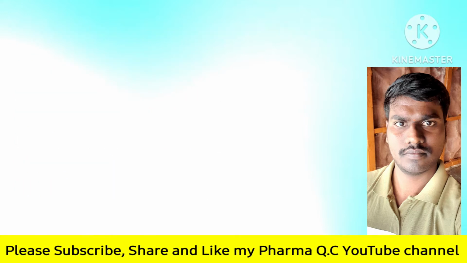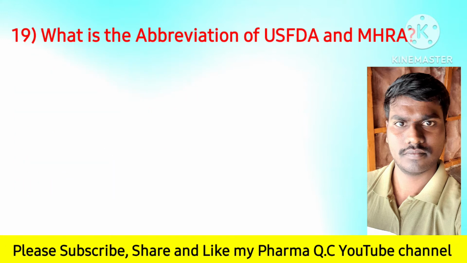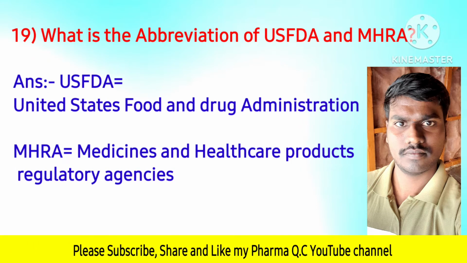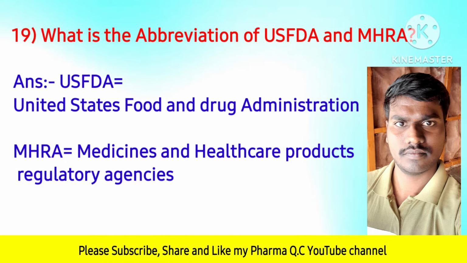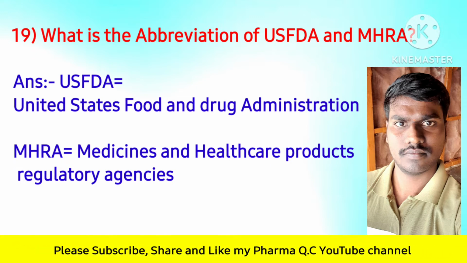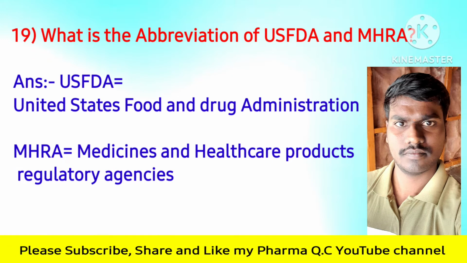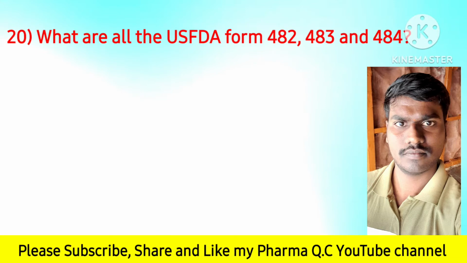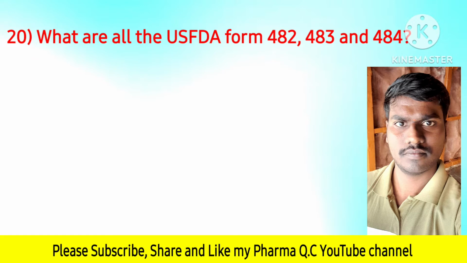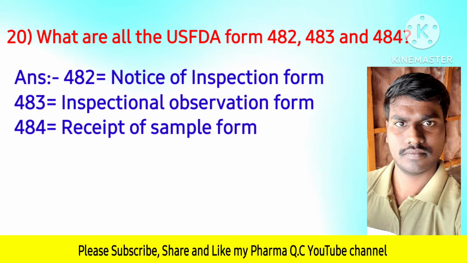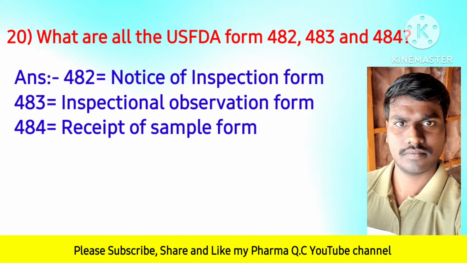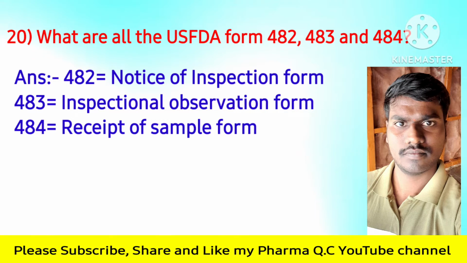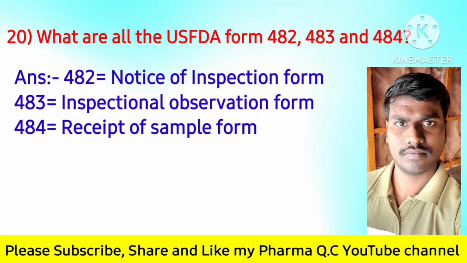What is the abbreviation of US FDA and MHRA? US FDA stands for United States Food and Drug Administration. MHRA stands for Medicines and Healthcare Products Regulatory Agency. What are the US FDA Forms 482, 483 and 484? 482 stands for Notice of Inspection Form. 483 stands for Inspectional Observation Form. 484 stands for Receipt of Samples Form.